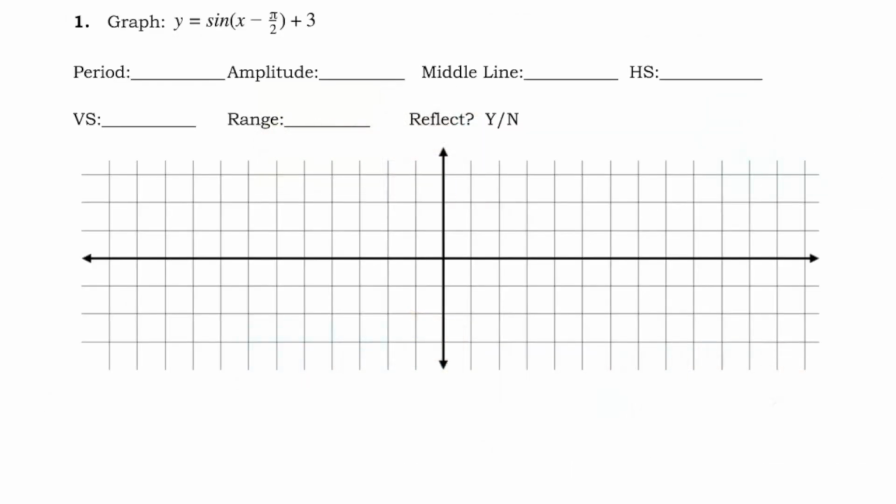For example number 1, we have y equals sine of x minus pi halves plus 3. The good news about these transformations is they work the same way they always have. So the number inside the function will move the graph left or right, and the number outside the function will move the graph up and down.